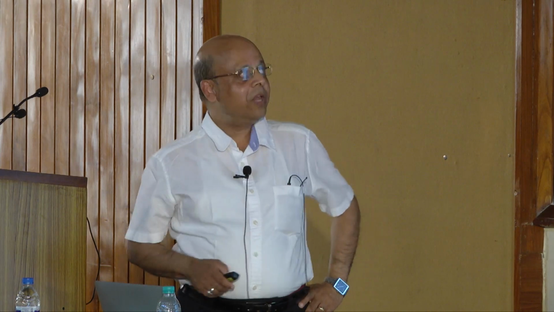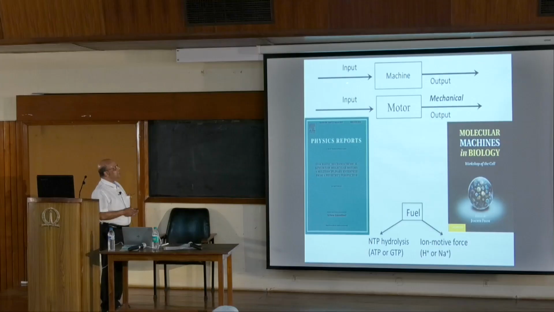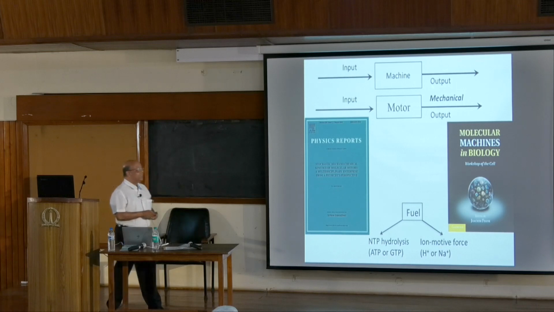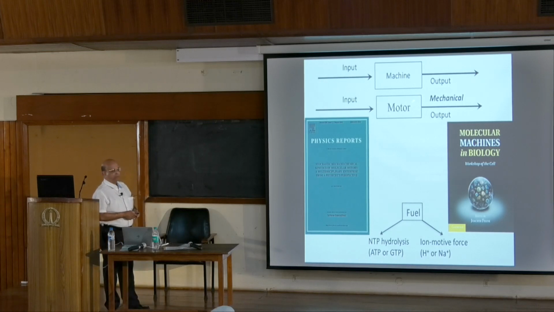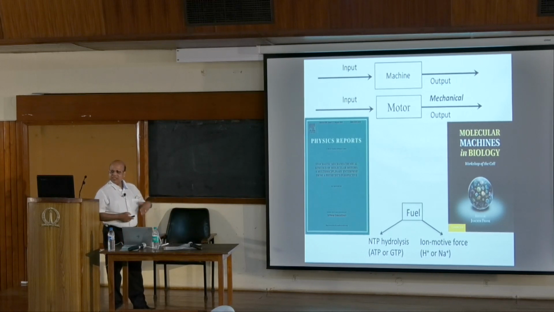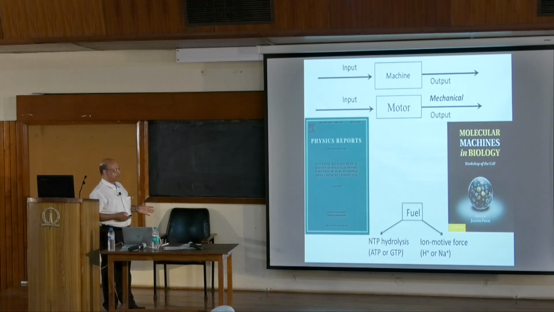So the first question would be, what are machines and motors? For us, a machine is something which has an input, and this input could be matter, energy, or information, and it has an output. In the specialized case where you have input in any form, but the output is mechanical, that means something is doing work, for example against a load force, then we call it a motor.